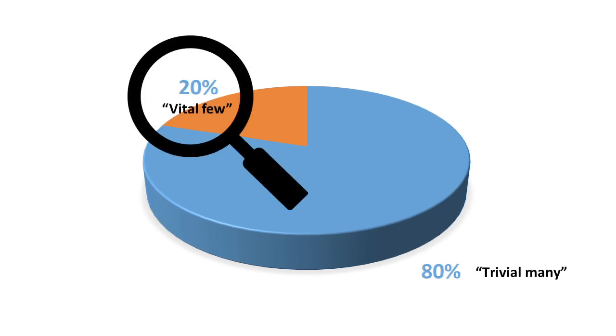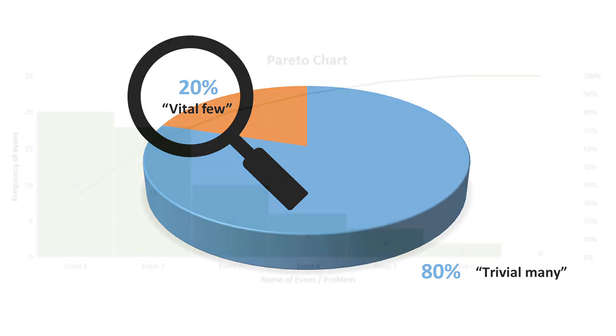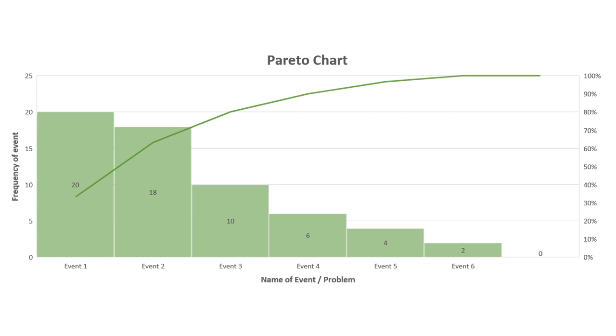The premise is that identifying these vital few 20% separates them from the trivial many. Then you can prioritize your efforts and direct your resources to where they may result in the greatest impact. A Pareto chart is essentially a vertical bar graph. The lengths of the bars show the frequency with which an event occurs or what it costs.